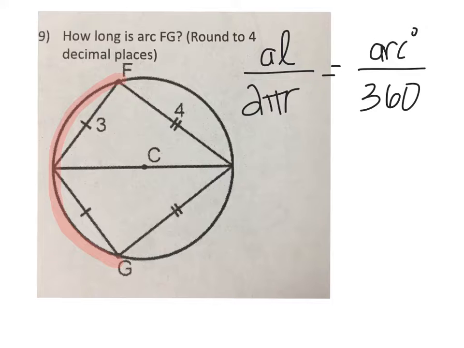So in order to find arc length, I need to know two things: the radius of my circle and the arc for my angle. So first, let's find the radius, the distance from here to here.